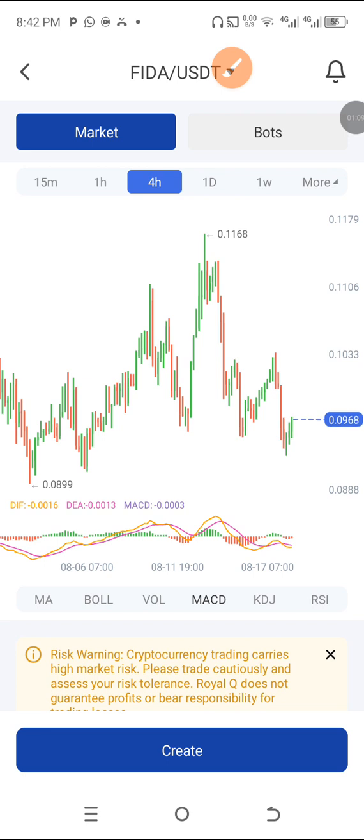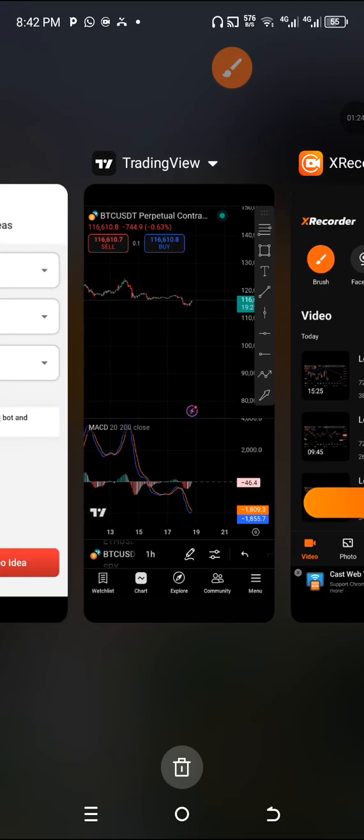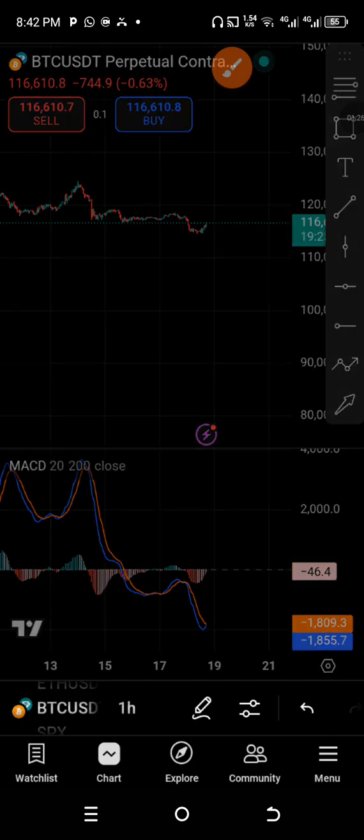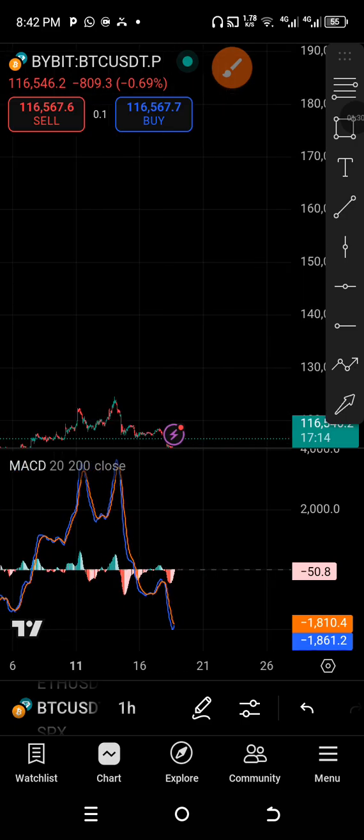What is MACD? This is called the moving average convergence divergence. So let me take you to TradingView. You know, in TradingView you'll understand it easier. I hope everyone here has TradingView. Okay, you have TradingView.